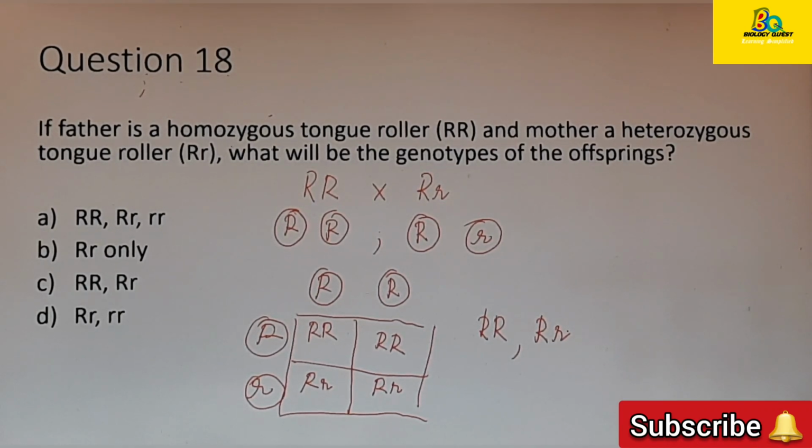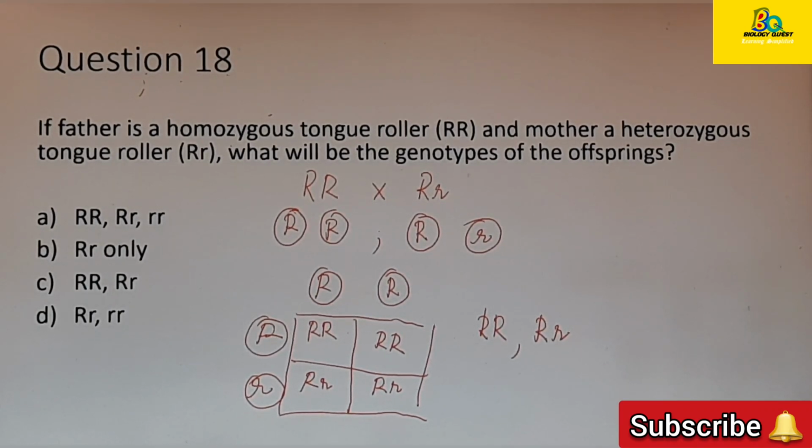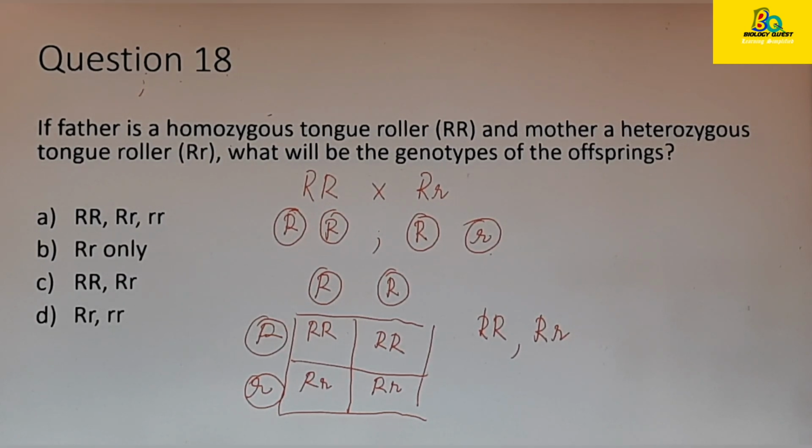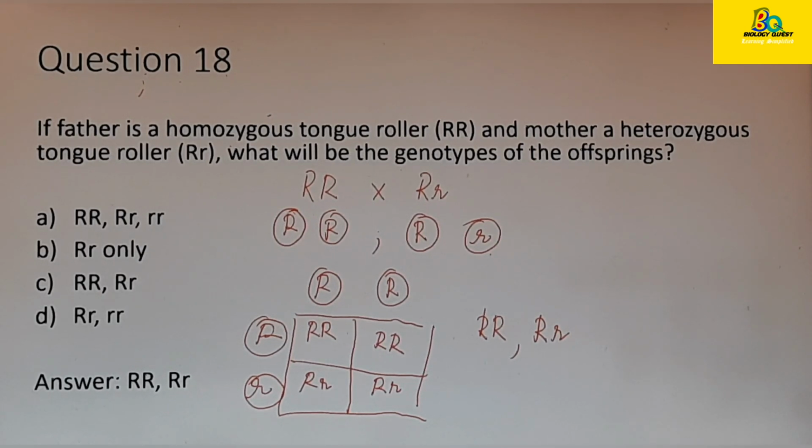So look at the options now. Option A, capital R capital R, small r small r. Option B, capital R, small r only. Option C, capital R capital R, and capital R small r. Option D, capital R small r, and small r small r. So what is the correct answer? The correct answer is option C, capital R capital R, and capital R small r.